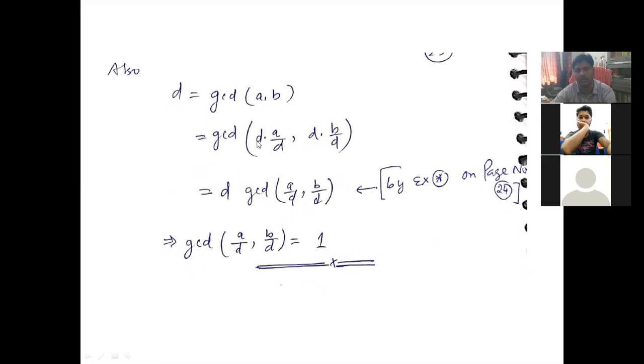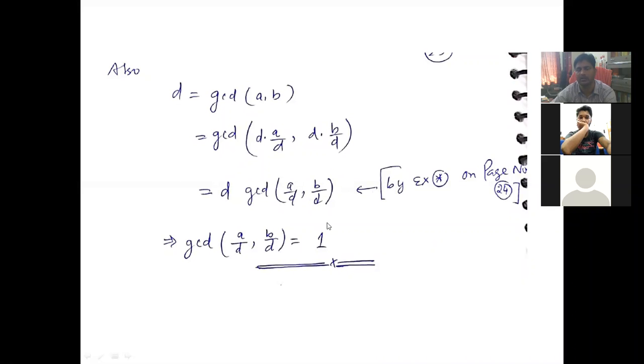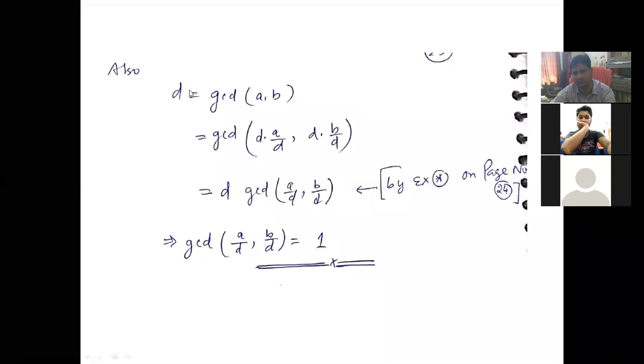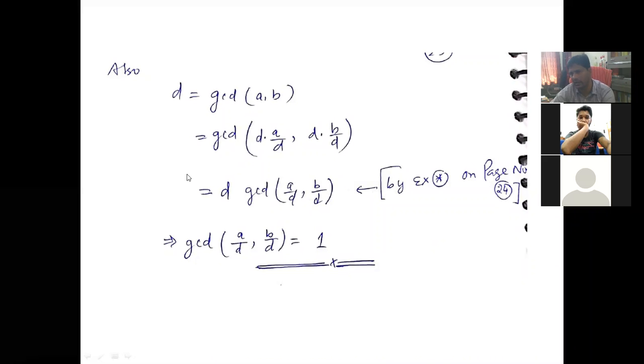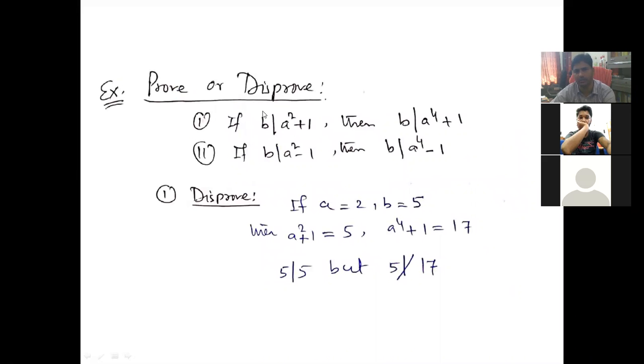So d is common. Now we know that any common factor, by the star result, can be taken outside: d times GCD of a by d and b by d. So therefore GCD of a by d and b by d equals 1, because d and d cancel out, leaving 1. So therefore GCD of a by d and b by d equals 1.